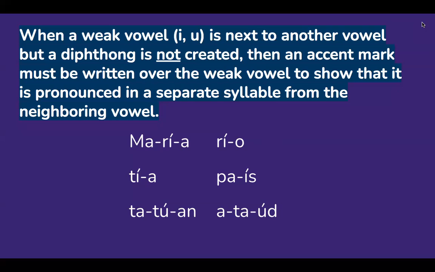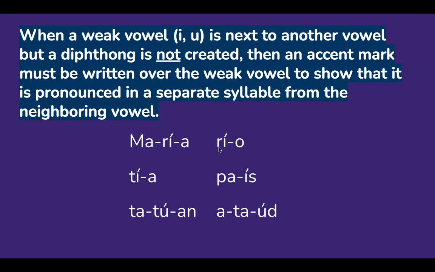When there is a weak vowel next to any other vowel, it usually forms a diphthong, but occasionally it separates as if it were a strong vowel from the vowel next to it, and there is no diphthong created, such as in the word María. The I, which is a weak vowel, does not form a diphthong with the A because it is pronounced more strongly. María. Therefore, it separates from the A, creating another syllable.